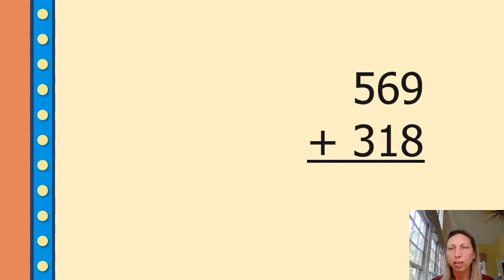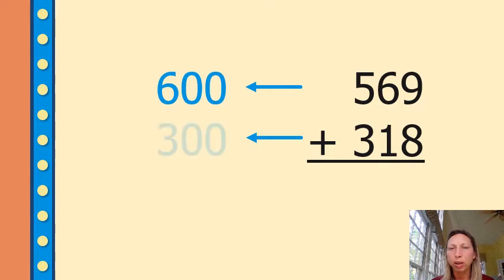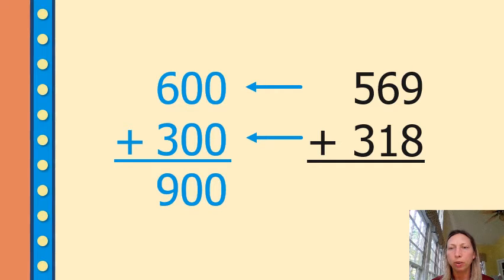All right, so 569 would round to 600. 318 would round to 300. Add that together, you get 900. All right, on the other side, 9 plus 8 is 17. 6 plus 2 is 8, and 5 plus 3 is 8.